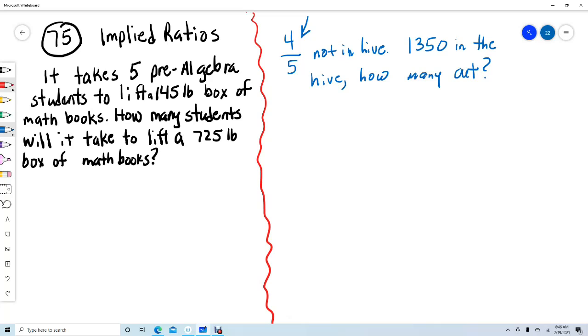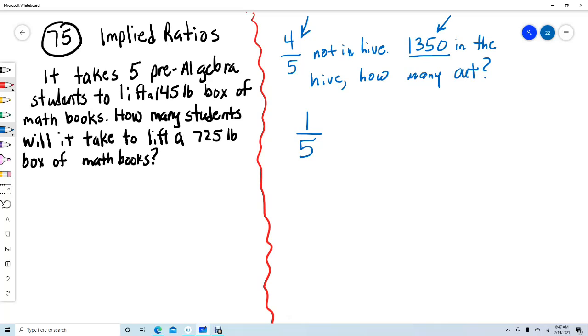Okay, so we're given the ratio 4/5. We can deduce the other ratio from that. If 4/5 are not in the hive, how many are in the hive? Obviously, 1/5 are in the hive. 350 are in the hive. So we see that 350 are in the hive. This is the actual amount in the hive.